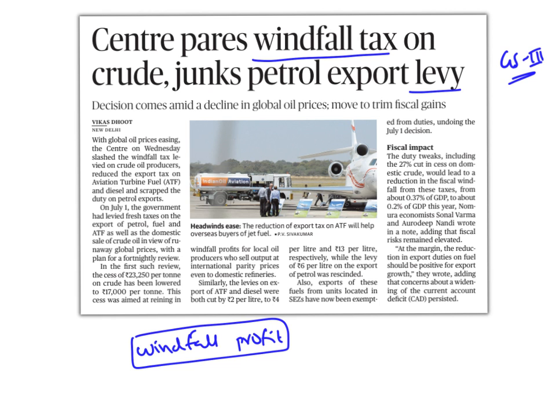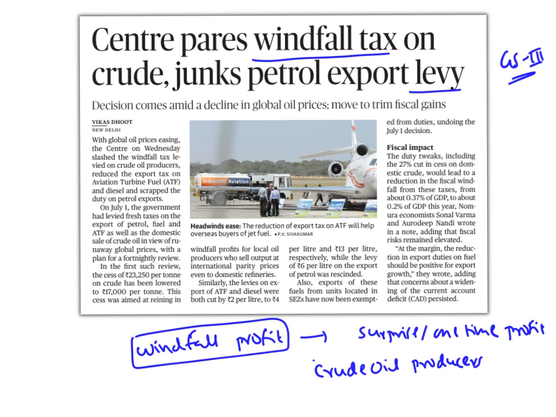What is windfall profit? Windfall profit is any surprise one-time profit that a company or an organization gets. It is not a permanent one, it is a temporary one, but something that they get in a huge amount. For example, what is happening in India today? In India, we have several crude oil producers domestically also. Don't think that we import all the crude oil. There are some crude oil producers in India like Oil India.